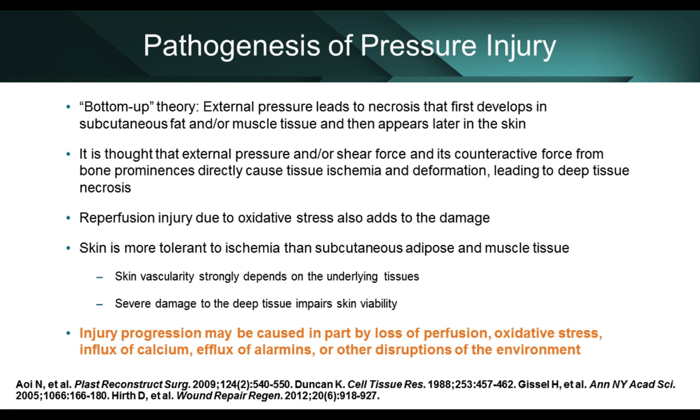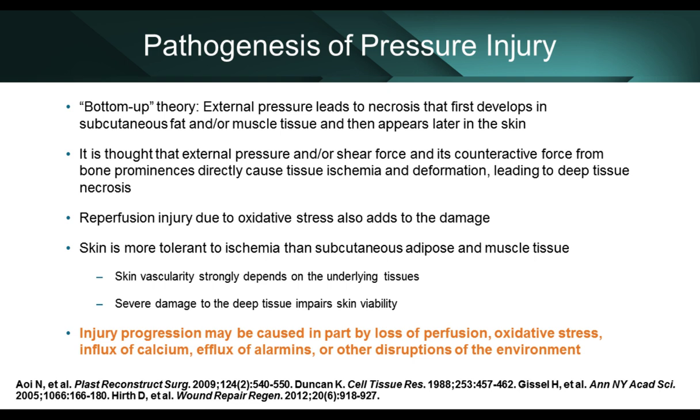So let's talk now about the pathogenesis of a pressure injury. There is not great science. It's becoming more and more correct and benchmarked and tested scientifically, but the current thinking is called a bottom-up theory, and this is when external pressure leads to necrosis that first develops in the subcutaneous fat and/or muscle tissue, and then it appears later in the skin.